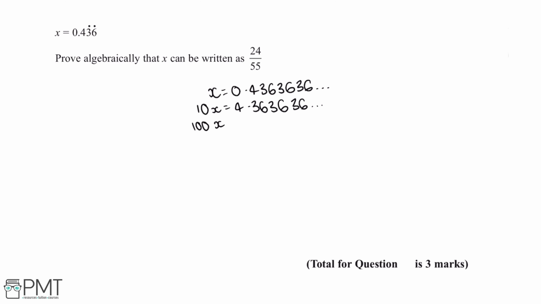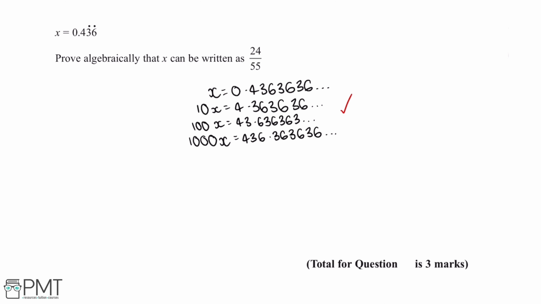So 100x is equal to 43.636363 and so on. And again, we don't have two numbers which we can minus from each other, so again we'll multiply this number by 10. So 1000x is equal to 436.363636 and so on. Now what we can see is 10x and 1000x both have 0.3636 and so on after the decimal point.